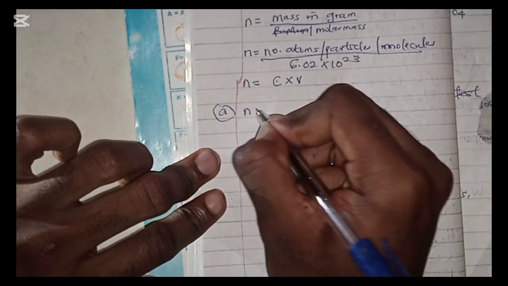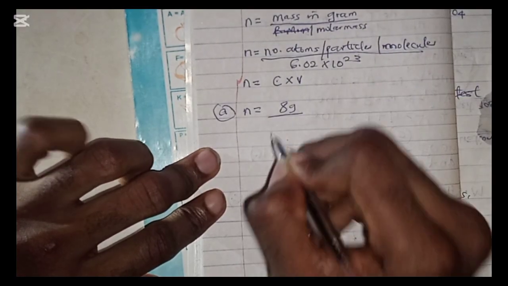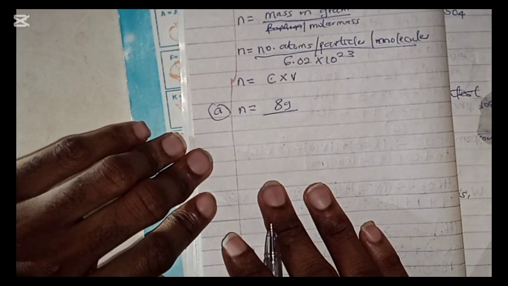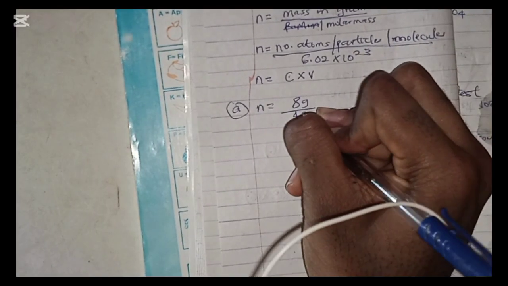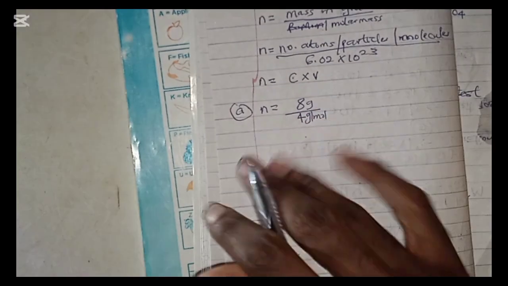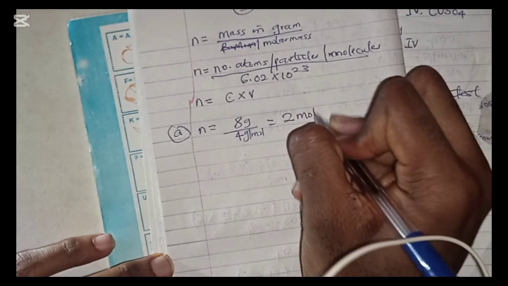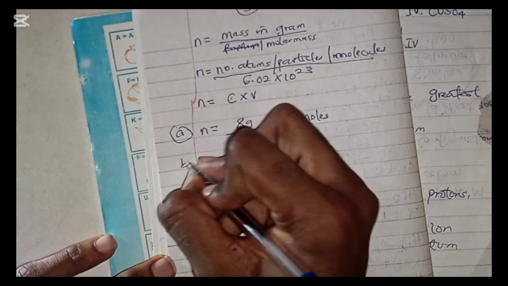So the number of moles will be equal to 8 grams divided by, what is the molar mass of helium? The molar mass of helium is 4. So 4 grams per mole, don't forget. So 8 divided by 4 would give me 2 moles. So that would be my answer, 2 moles. For helium, it is 2 moles. We go to option B.